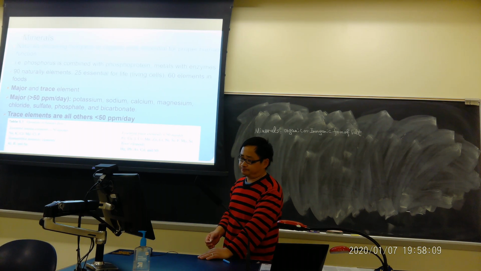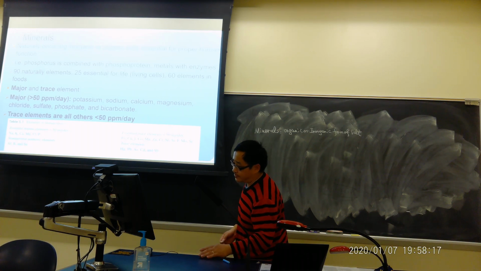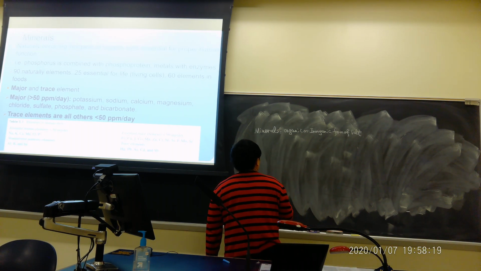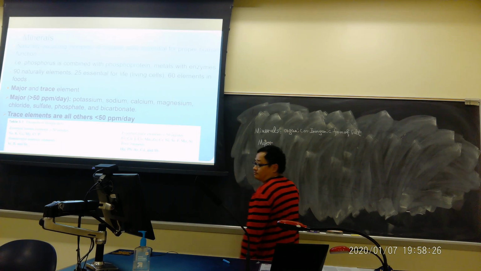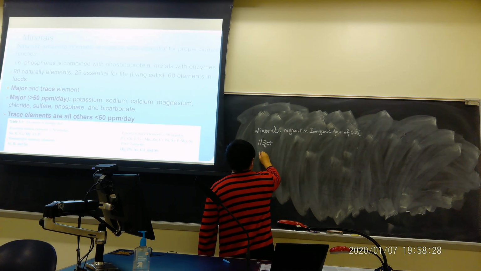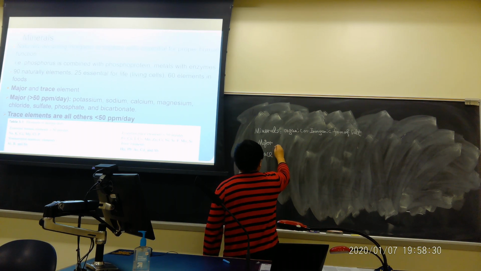They find that of the natural elements, about 90, 25 are essential for life, and 60 are in the food products. And based on the dose, they will say it's a major and minor, or they say trace. Now what's the difference between that?